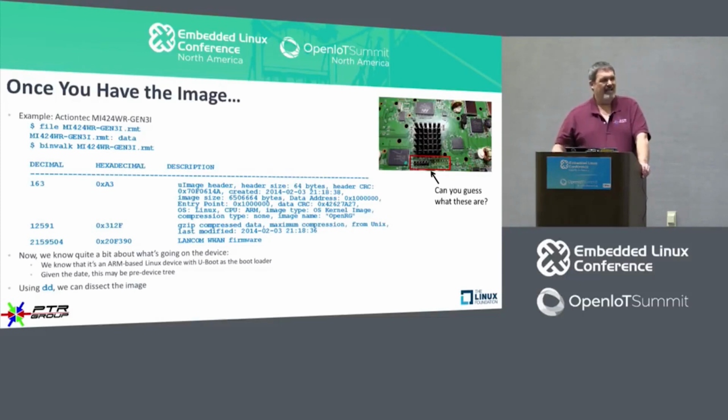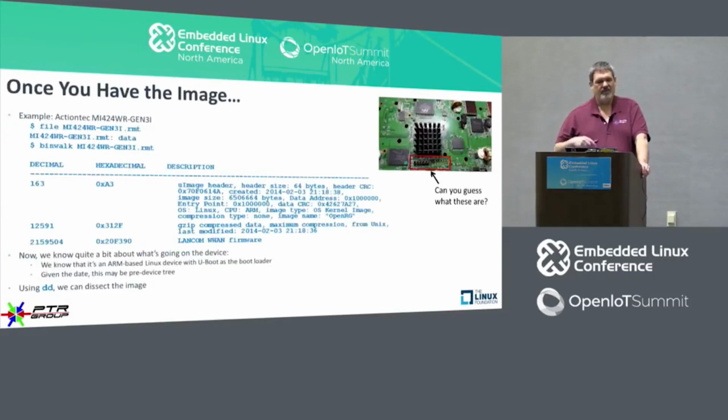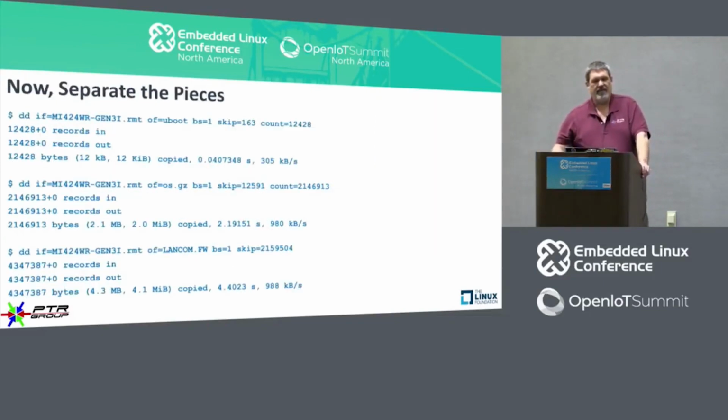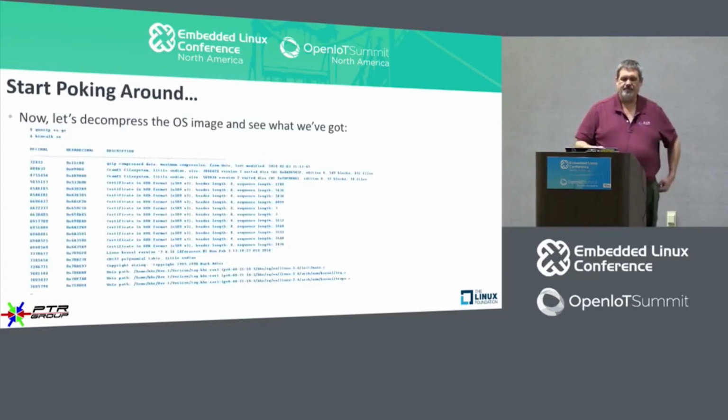Now, once we know where the edges are of the different images, we can use a tool like dd to simply extract the pieces out. So here's an example of separating the pieces out of that firmware. The first part of it, of course, was U-Boot. So our block size is 1, and we told it to skip the first 163 bytes, which is what this told us in decimal here. So we skipped the first 163 bytes and then basically wrote out until we got to the next block that incorporated all of the U-Boot stuff. Did the exact same thing for the compressed file system and, of course, the LAN/WAN firmware just for completeness. So that now we have all 3 of the pieces laid out.